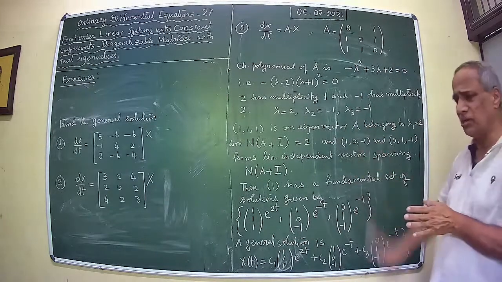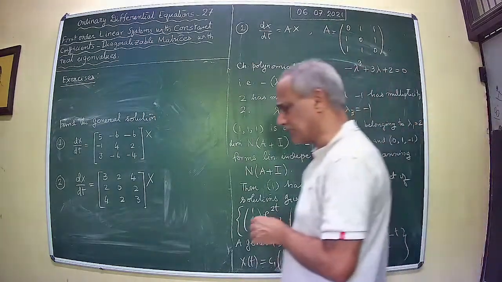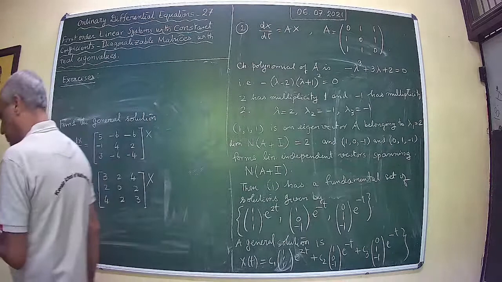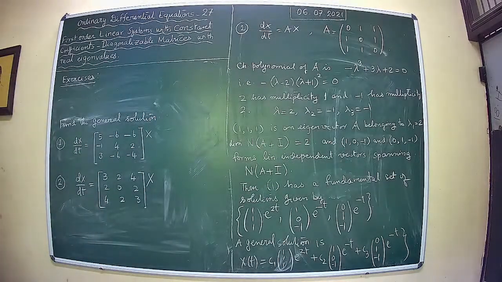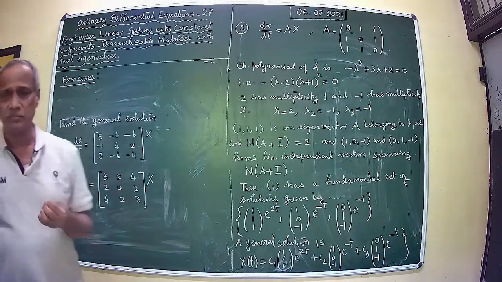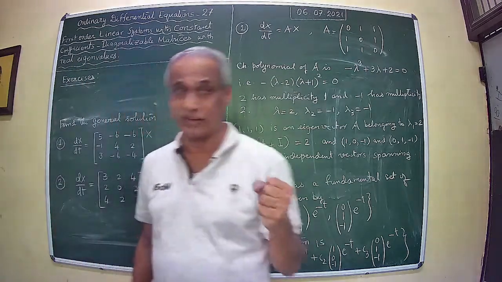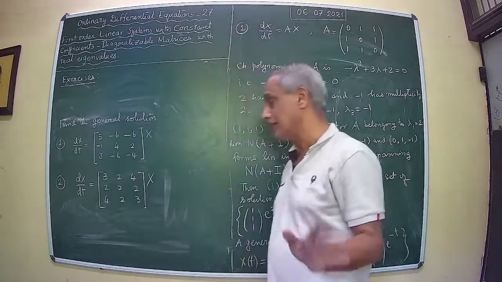So here we have also considered the cases where you get eigenvalues of multiplicity more than one. But we have assumed that all the eigenvalues are real. The complex case we will take up.